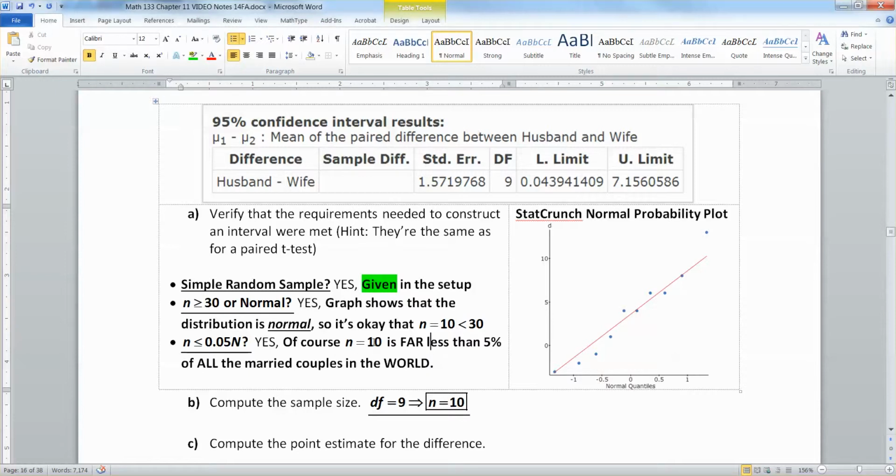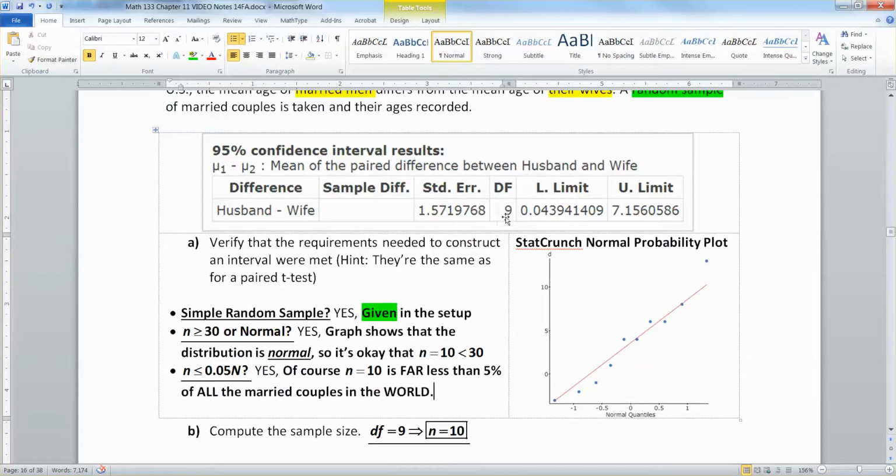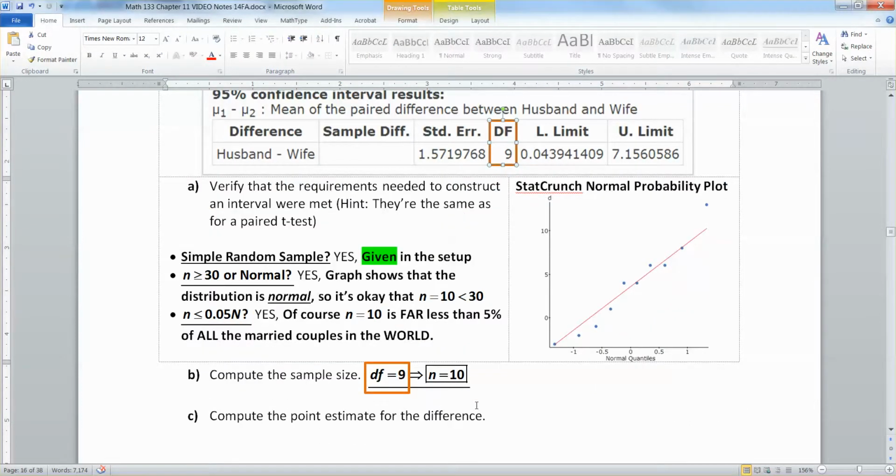Again, I kind of jumped the gun a little bit, but n equals 10, and you know that because your degrees of freedom is 9 right here. Since your degrees of freedom is 9, you know that n must be 10 because degrees of freedom is n minus 1. And just to make sure it's really clear where that came from, I'm going to put a little orange box around the degrees of freedom in the output so you can see it.